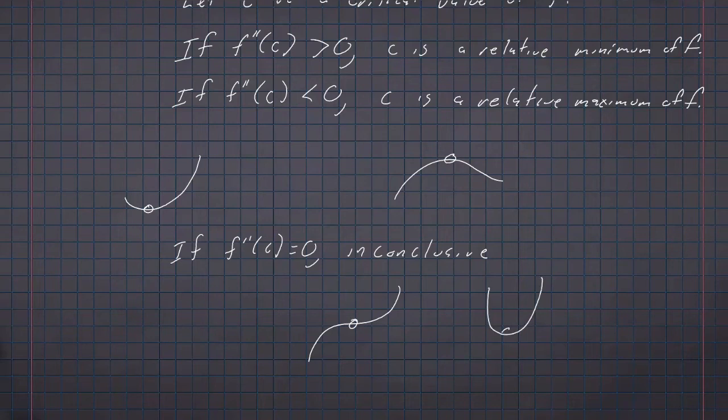In a parabola, you have a very clear minimum, but in a fourth degree polynomial, not only do you have a minimum at 0, but the curve flattens out and you get this stalled out point, which is difficult to analyze. So those sorts of situations lead to an inconclusive result to the second derivative test.